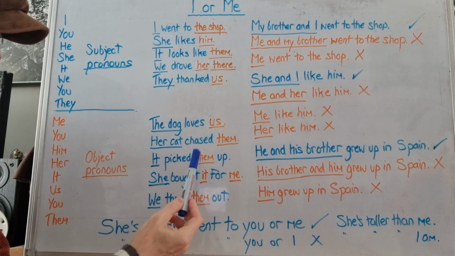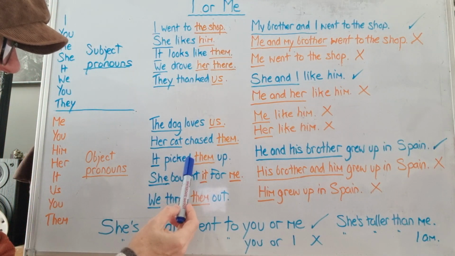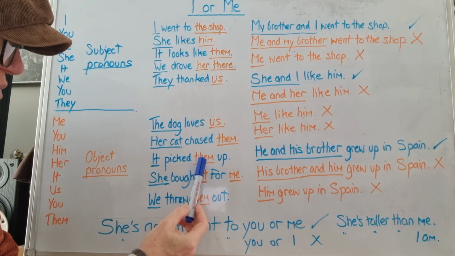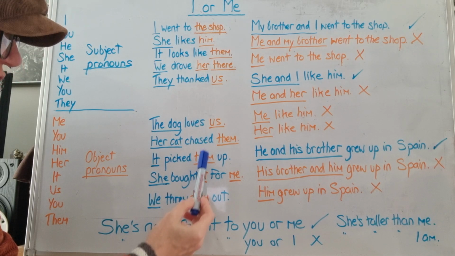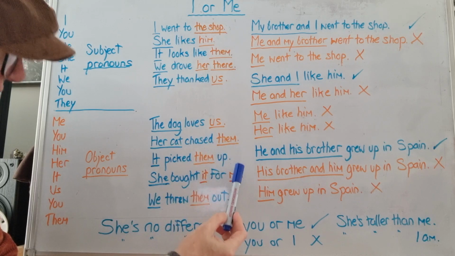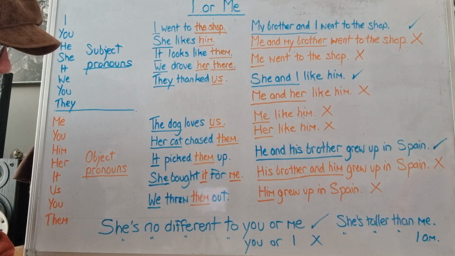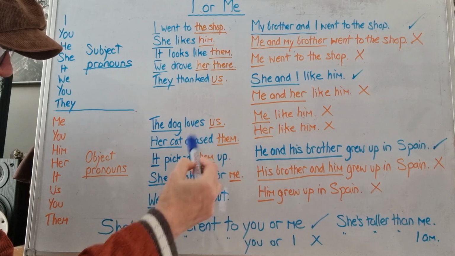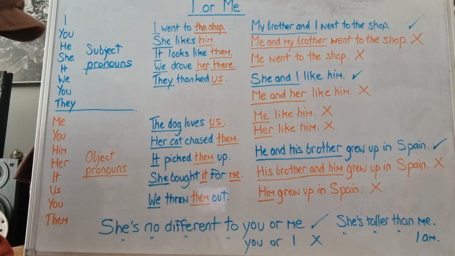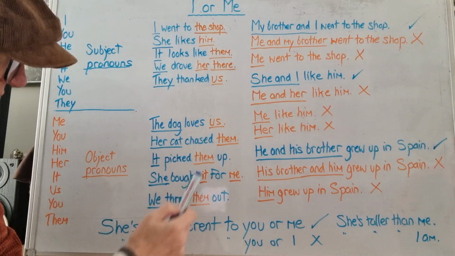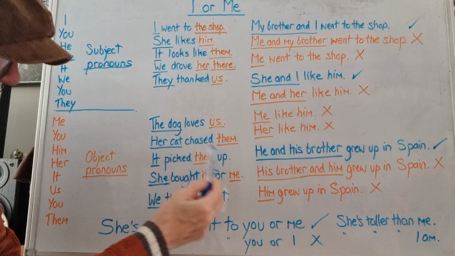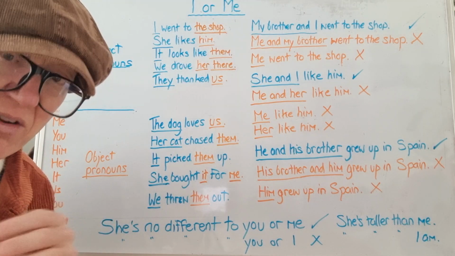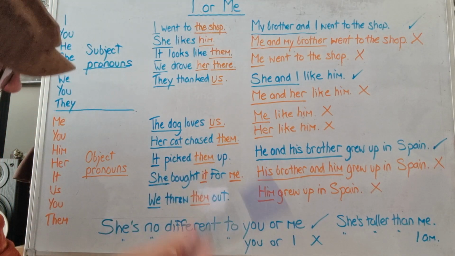Now, I've done this video before, but when you have a phrasal verb with an object pronoun, the object pronoun has to go inside. You can't say it picked up them, okay? So if you have an object pronoun in a phrasal verb, it has to go inside, can't go after. Of course, if it were my sister, then you could say it picked my sister up, or it picked up my sister. That's okay because my sister is not an object pronoun, it's just an object.